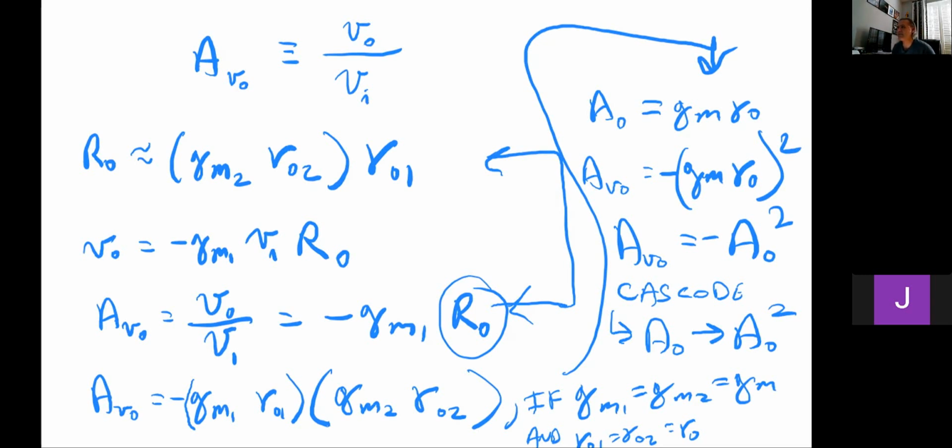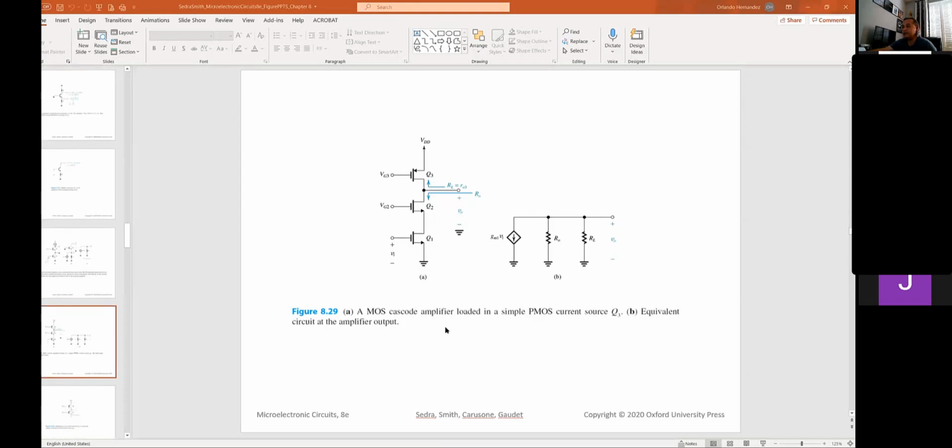So let's look at what happens if we add a PMOS load to the Cascode. That's going to be shown in figure 8.29. Okay, so here you can see the Cascode, and here we're adding a PMOS load. Again, this figure and the corresponding small signal model is here in part B of the figure. That is what we're going to be talking about next. So keep that in mind, okay?